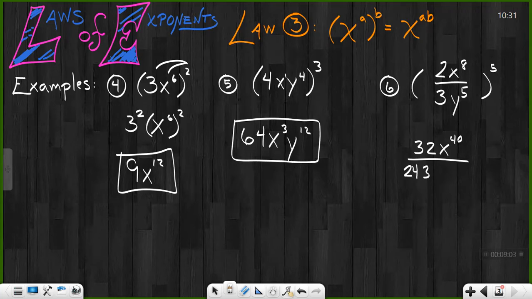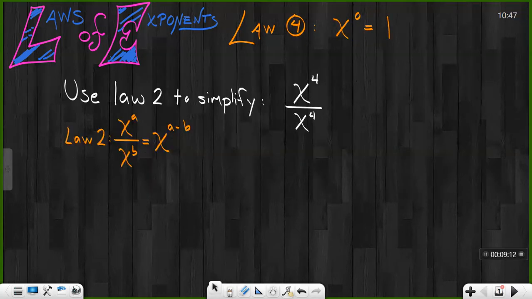I don't expect you to have that memorized. And then deal with your y's. Y to the 5th is going to be 5 times 5 is 25. And that's our final result there for law 3. All right, let's take a look at law 4 now.